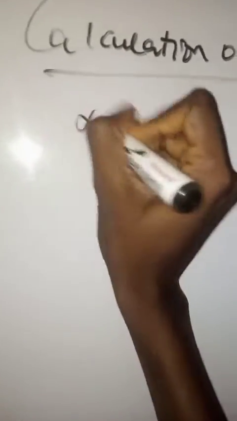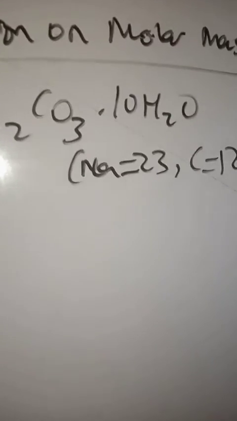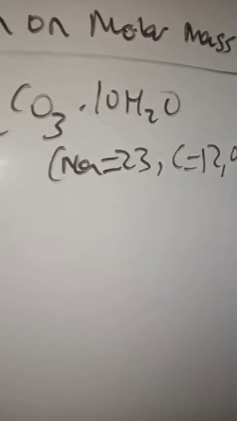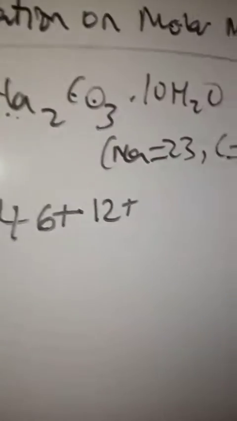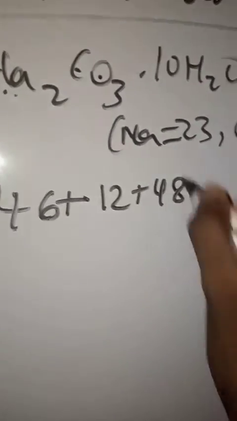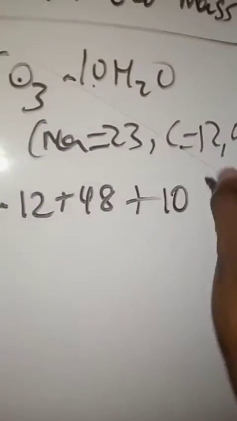Let's say you are asked to find the molar mass of Na2CO3.10H2O. How do you find it? You are given sodium as 23, carbon as 12, oxygen as 16, hydrogen as 1. Sodium is 23 times 2, that's 46. Carbon is 12. Oxygen is 16 times 3, which is 48. This dot just means add it, plus 10 into brackets.